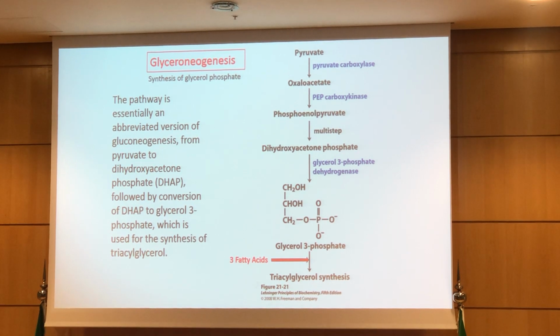I've got my fatty acid. Hopefully I have 3 of them. I need one more thing, and I need glycerol. Where do I get glycerol? Again, in an energy-rich state, I convert some of my pyruvate into DHAP. There's DHAP here. And then I convert that into glycerol 3-phosphate. Together with 3 fatty acids, I can have triglycerides.